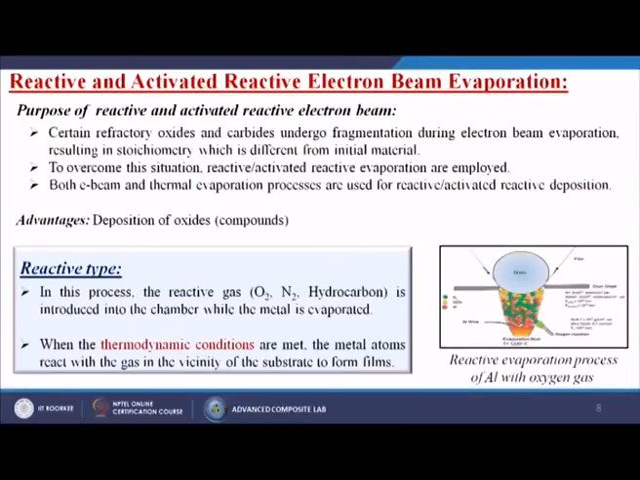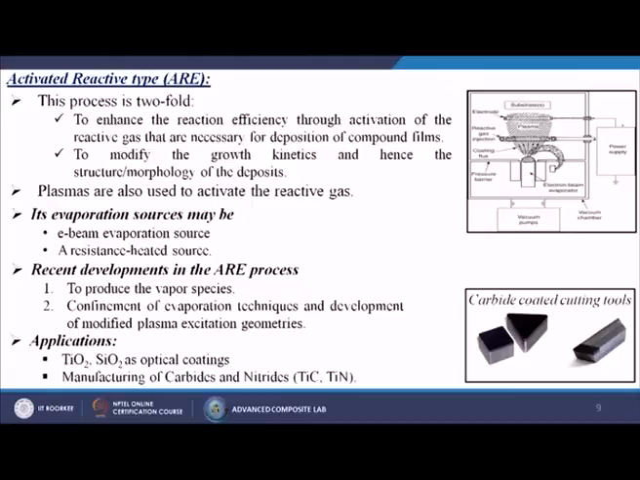Next one is called the activated reactive type, or in short form we are calling it ARE. So this process is twofold, generally it is divided into two steps. To enhance the reaction efficiency through activation of the reactive gas that is necessary for deposition of the compound films, and to modify the growth kinetics and hence the structure and morphology of the deposits. So that is why it is divided into two parts.